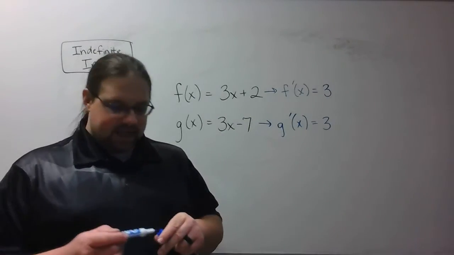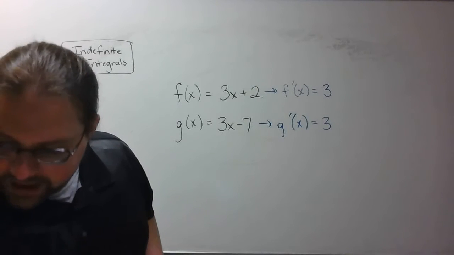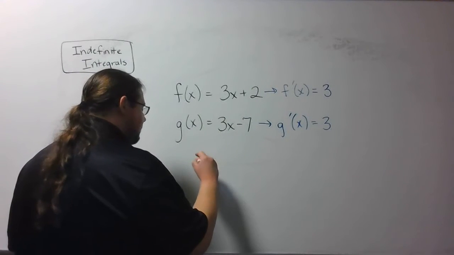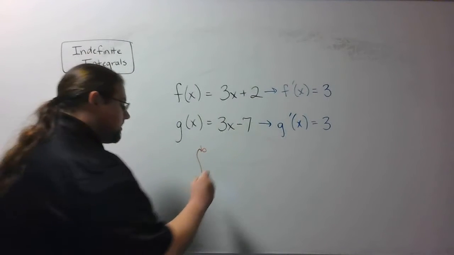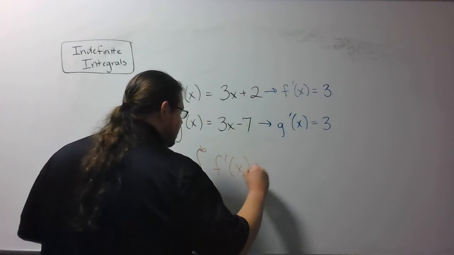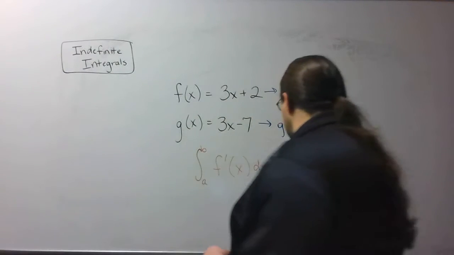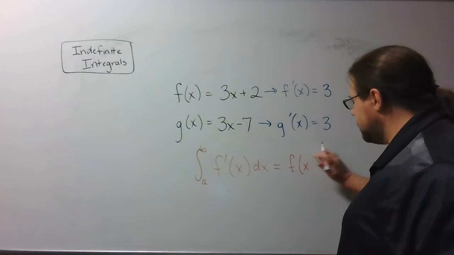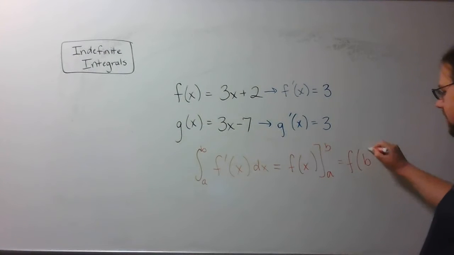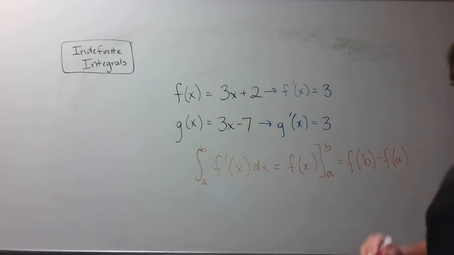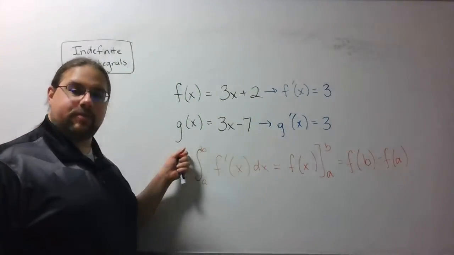So, here's where indefinite integrals come in. When we were talking about definite integrals, we were integrating from a to b of some function. And what we did was we took the antiderivative of it, and we got f of x, and we evaluated it from a to b by doing f of b minus f of a. Now again, this is a definite integral because it is defined for a to b, that interval.